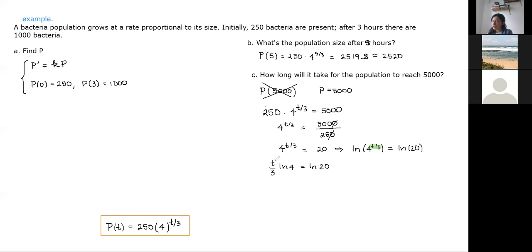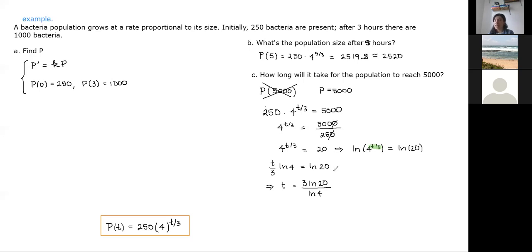Now, if I want to recover the value of t, I'm going to have to multiply by 3, divide by ln of 4. So that means that t is going to be equal to, I multiply by 3 to get rid of the denominator of 3 over here, times ln of 20. And then I'll have to divide that by ln of 4 over here. Remembering that ln of 4 and ln of 20 are each of them a number, an exact number, but I'm just trying to find the values of each one.